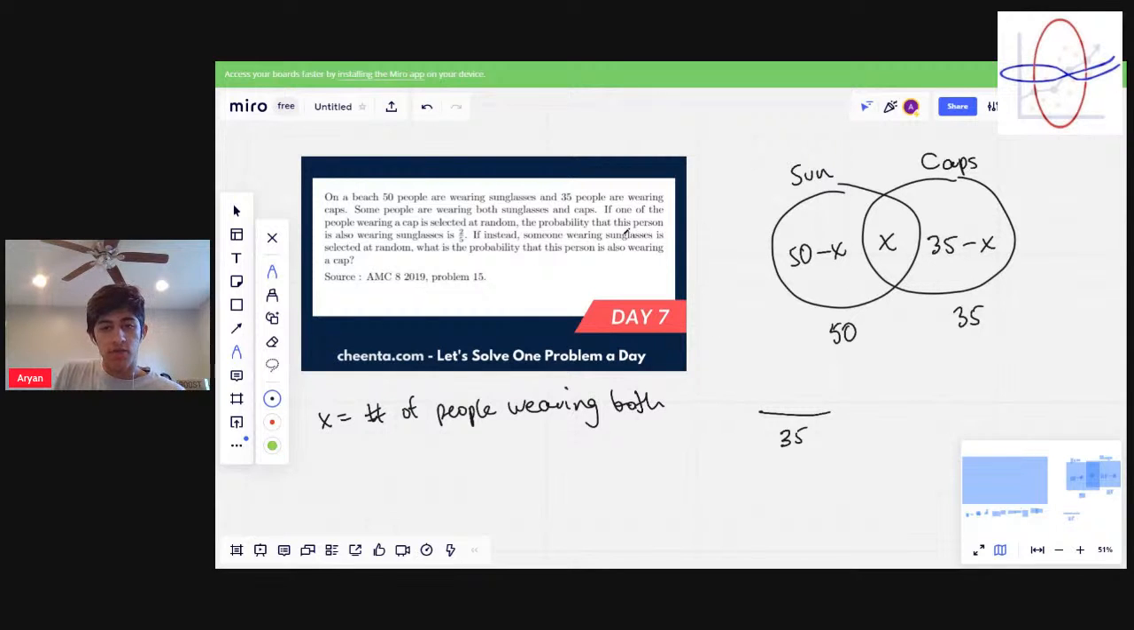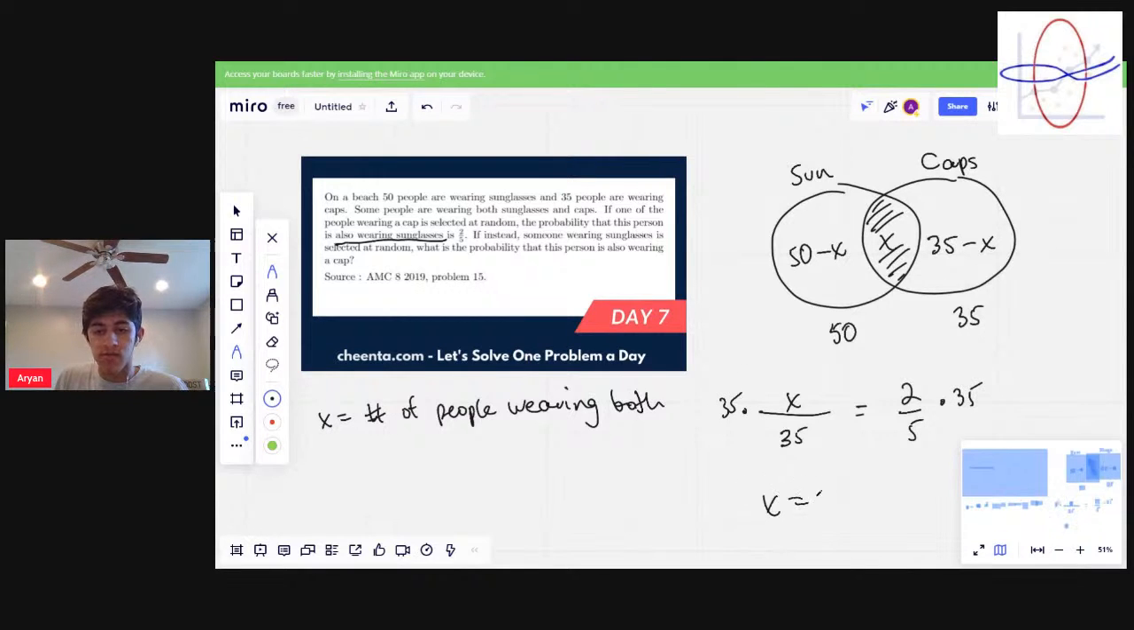And now next they say the probability that the person we picked is also wearing sunglasses, which means that this person we picked would be part of this X category right here, right? Because they're saying he also wears sunglasses. So there's X people out of our 35 that are also wearing sunglasses. And now they tell us that this is equal to 2/5, right? This is not too hard to solve for. If we multiply both sides by 35, we get X equals 14, right? 35 divided by 5 is 7, 2 times 7 is 14.